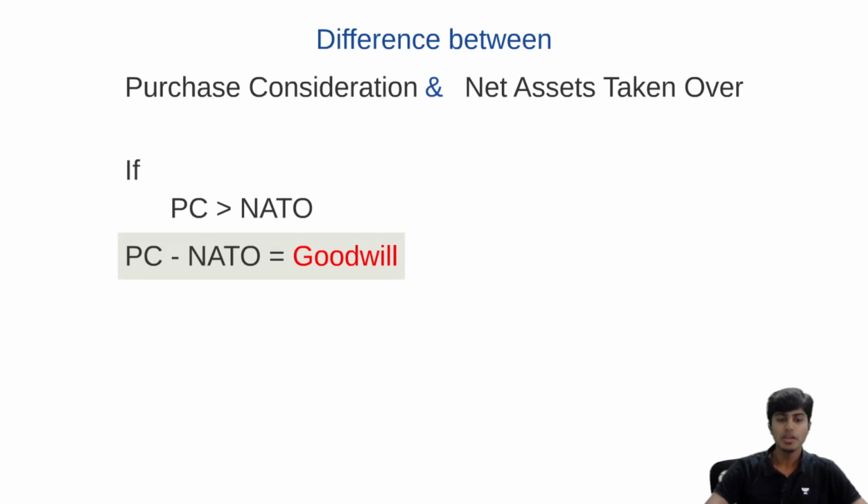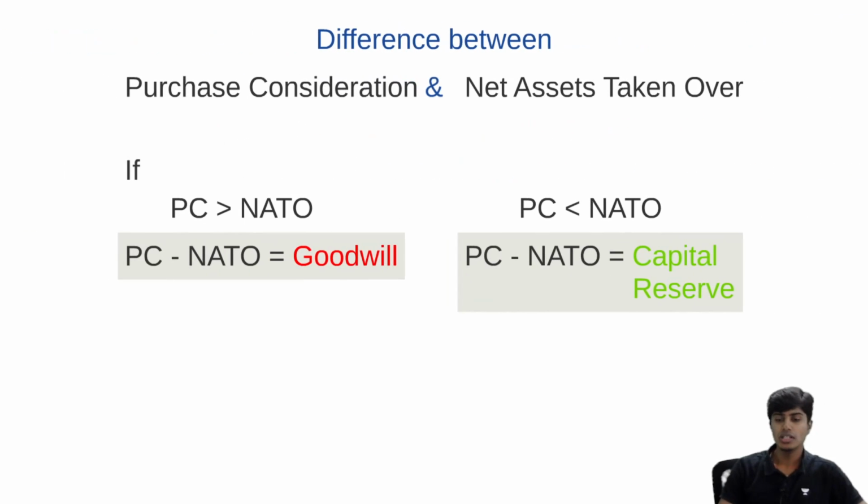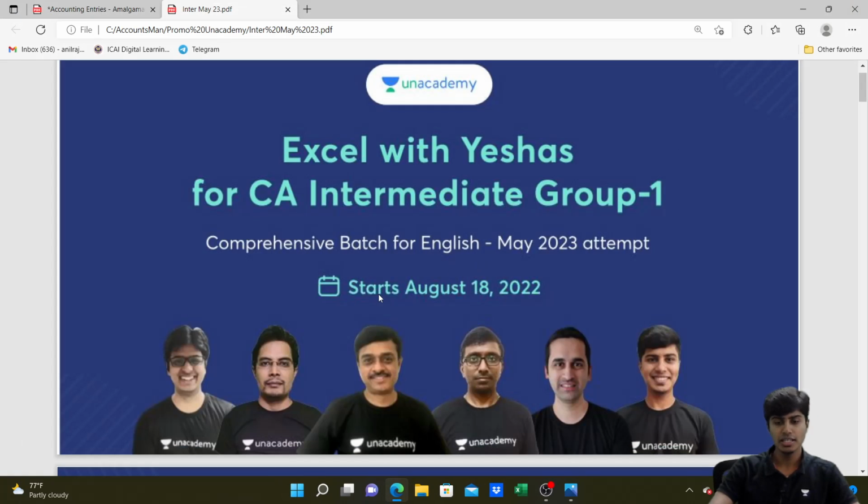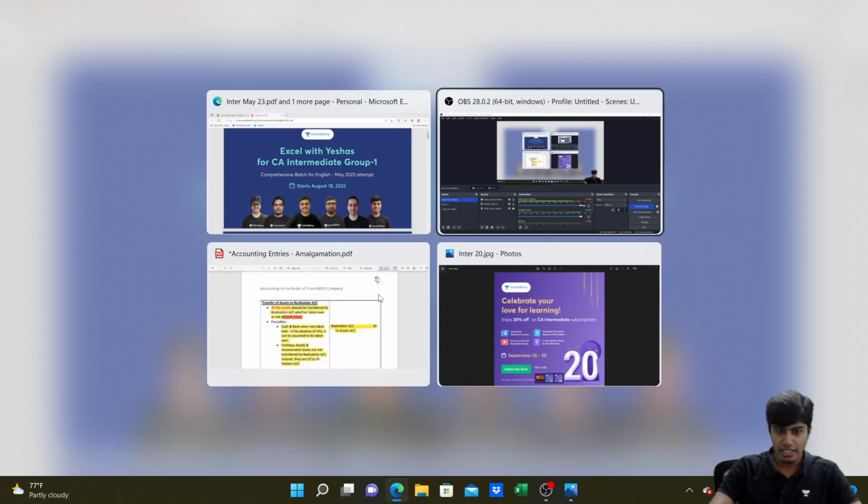Have a look. If PC is greater than NATO, it is goodwill. If PC is less than NATO, then it is capital reserve. Got this? After this, we went on to discuss journal entries, and let's quickly see journal entries.